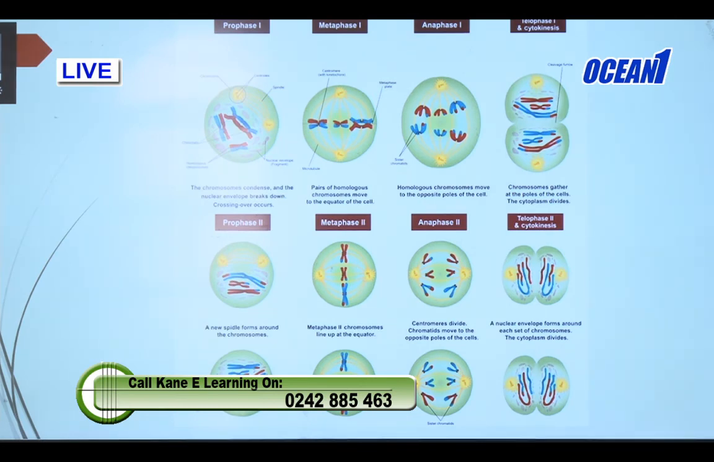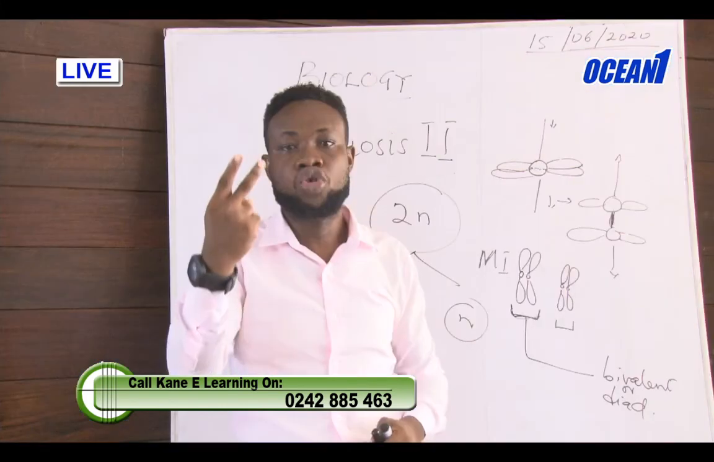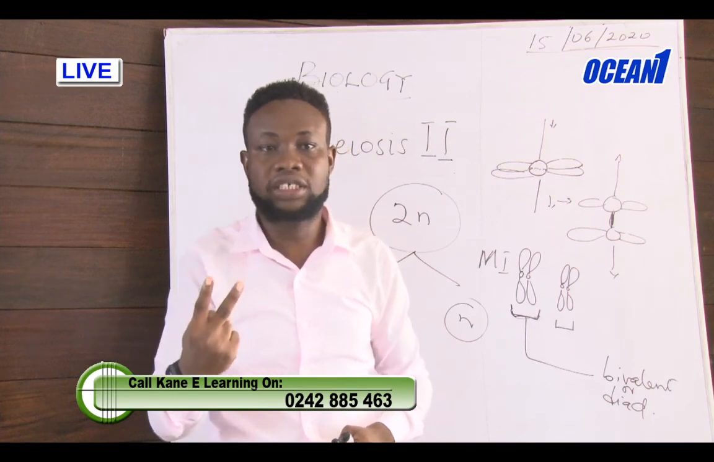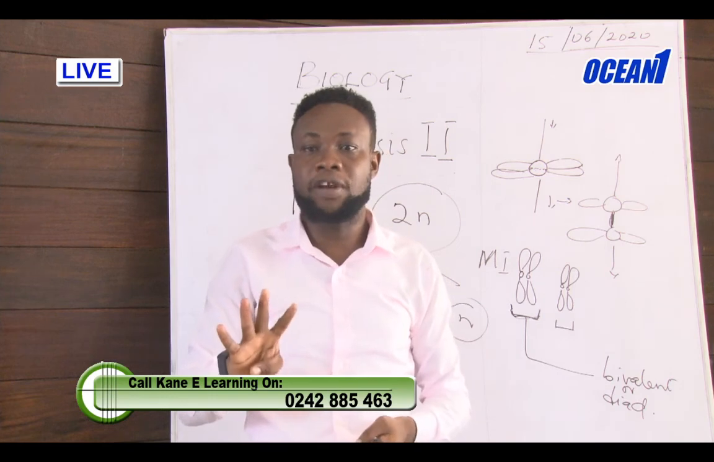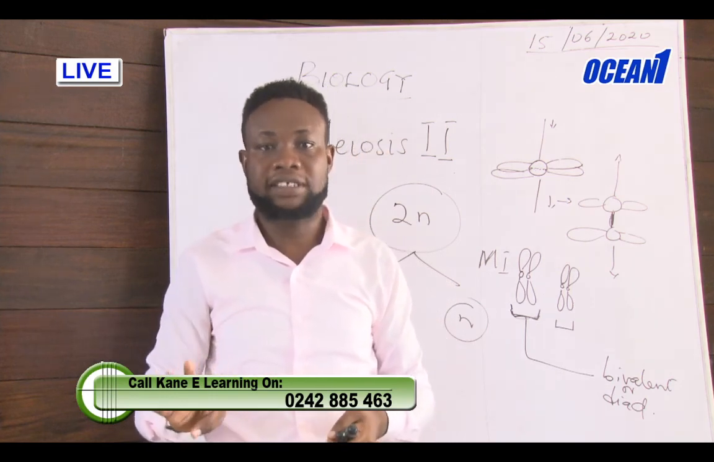So at the end of the day, we are forming four daughter cells. And in mitosis, we formed two daughter cells. Whereas in meiosis, we form four daughter cells.